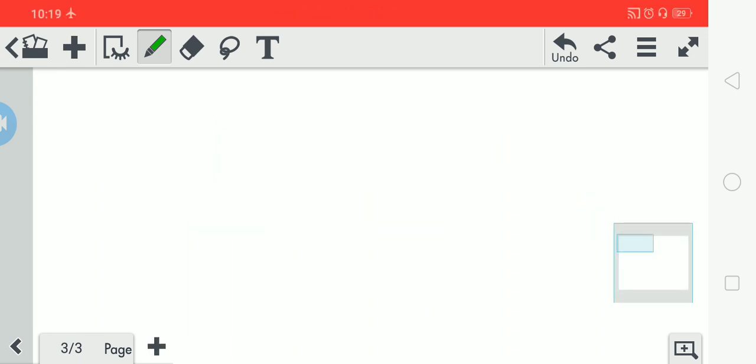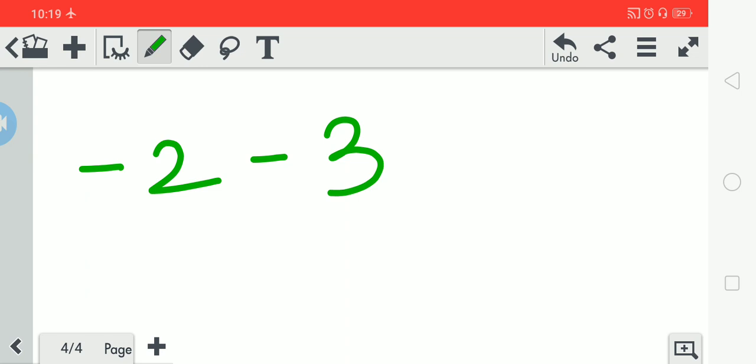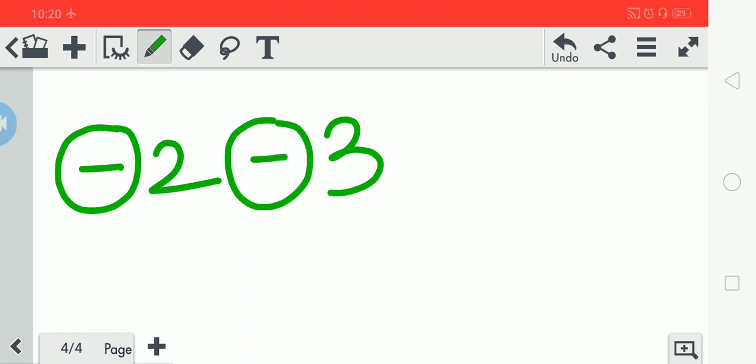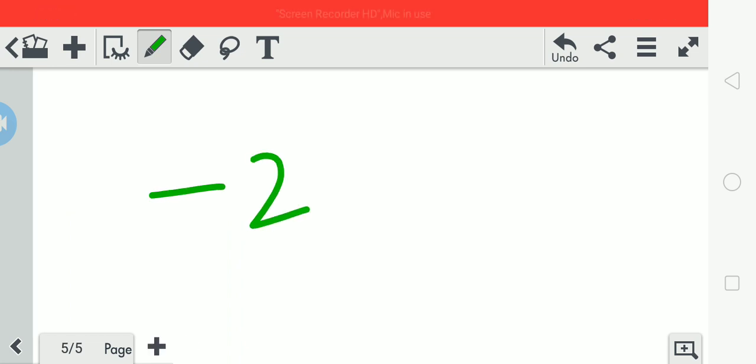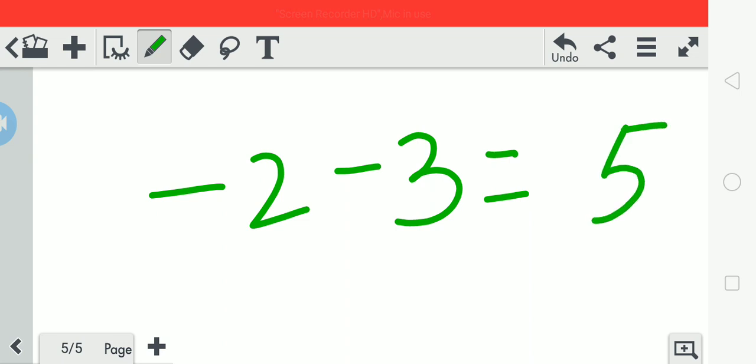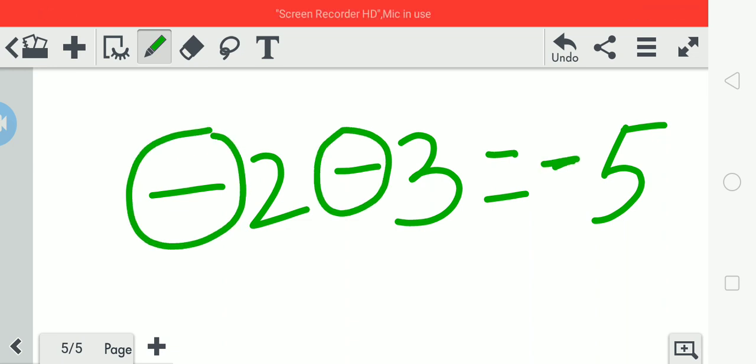Now what if both numbers are negative? If both numbers are negative, then what is the answer of the addition? Let's take the same example, minus 2, minus 3. Here 2 is negative, 3 is negative. Why? Because in front of 2 this negative sign is there, and in front of 3 a negative sign is there. So this minus 2 is negative, minus 3 is also negative. In this case you have to do the addition, right? 2 and 3, 5, and the minus sign is common, so put the minus sign here.